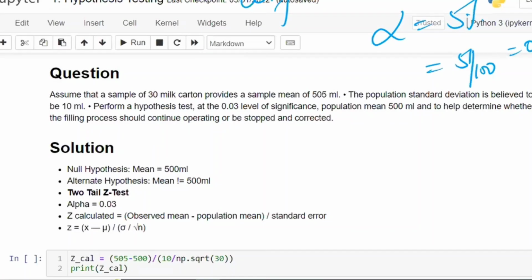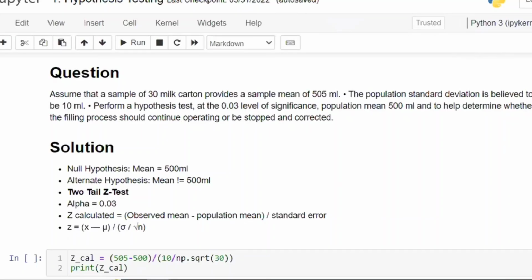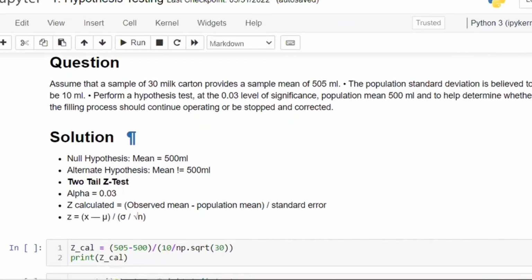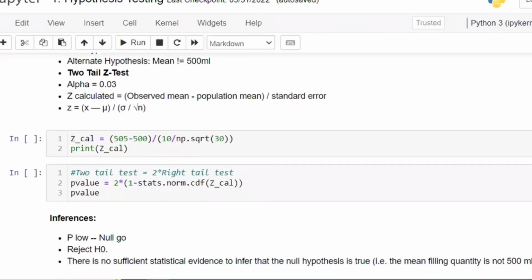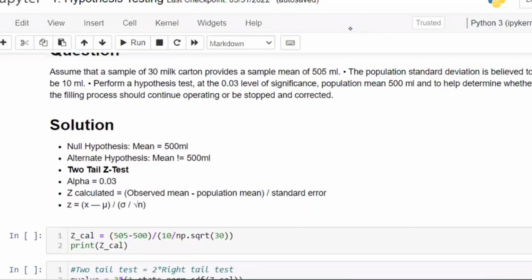Is that clear? One of the students has asked how you select the alpha value. If 95% confidence, alpha is 5%. 97% confidence means alpha is 3%. 99% confidence you want means alpha is 1%. Is that clear? Done.